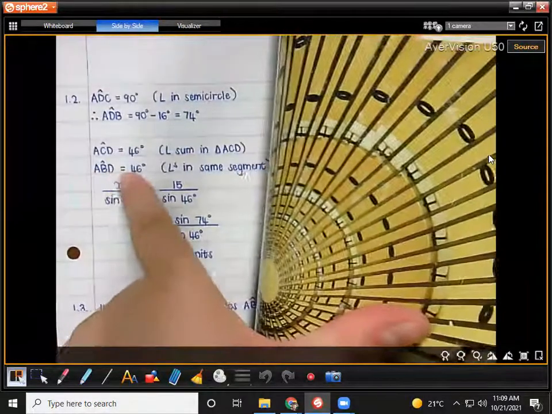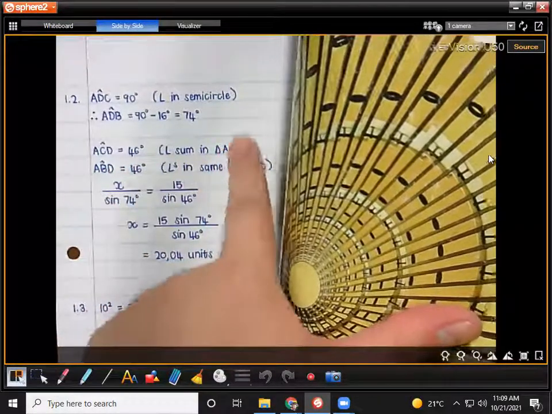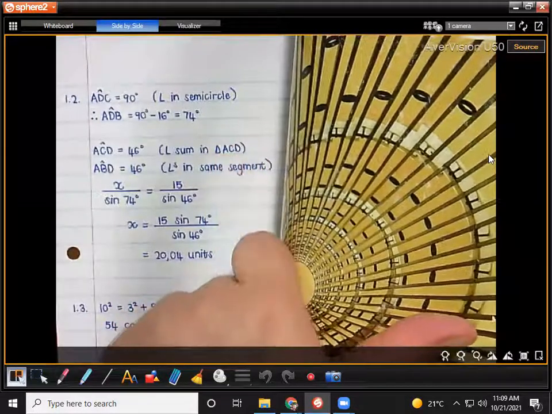Yes, right. I wrote that there. ACD is 46, angle sum in triangle. Again, you don't have to write down which triangle you're working in. It's just nice for me to keep track of what I'm doing when I do that.